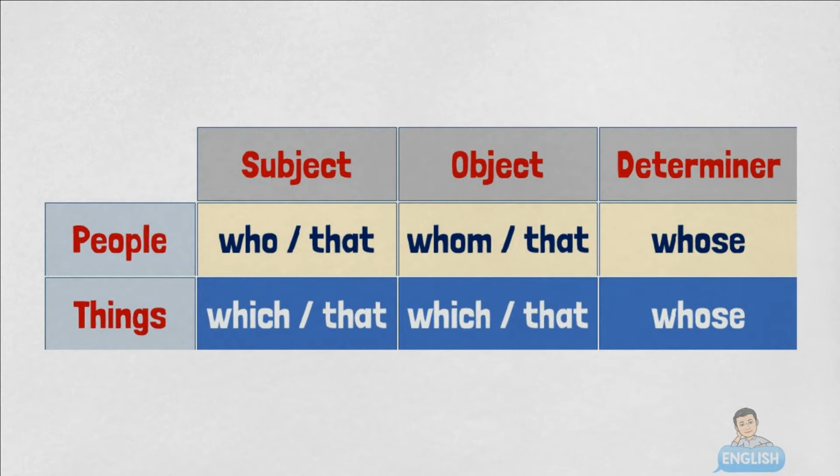Whom refers to people. Which refers to things. That can refer to both people and things. And whose is a possessive relative word used as a determiner before nouns. It replaces possessive adjectives, his, her, its, their, and so on.